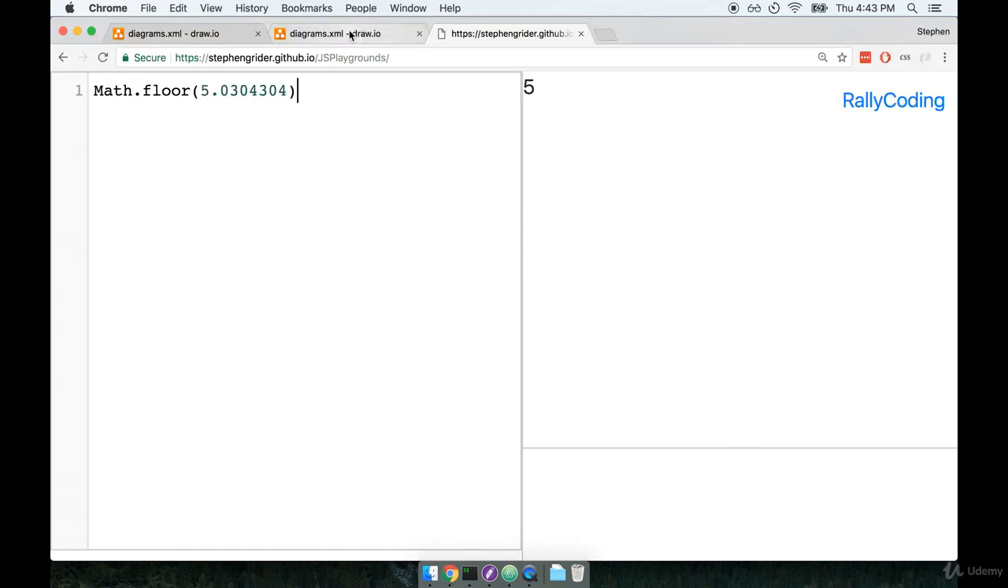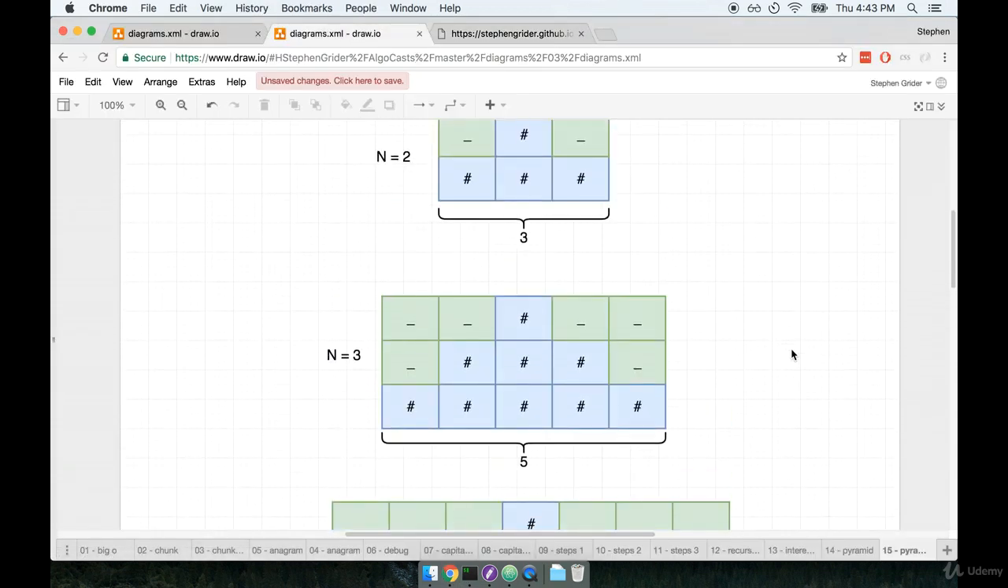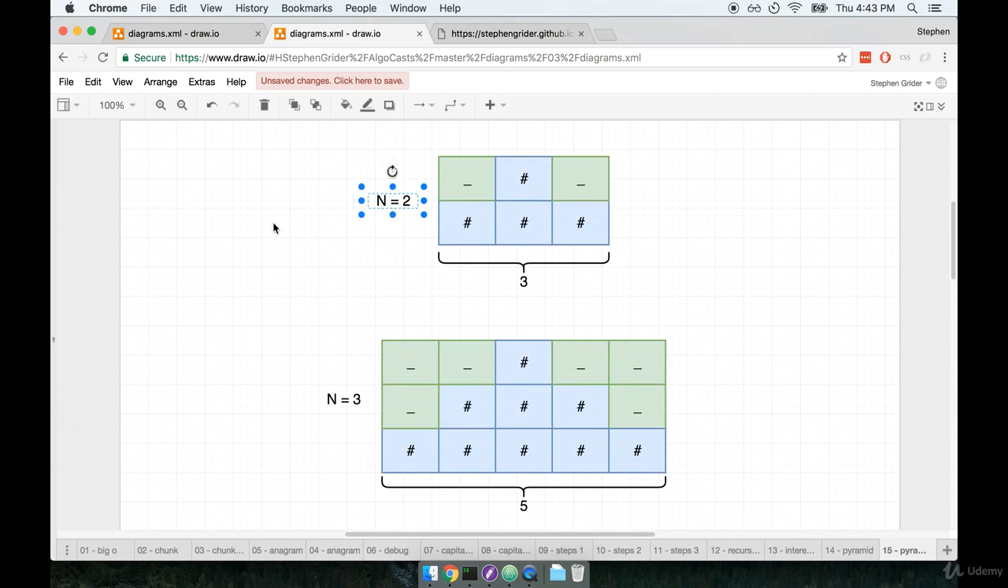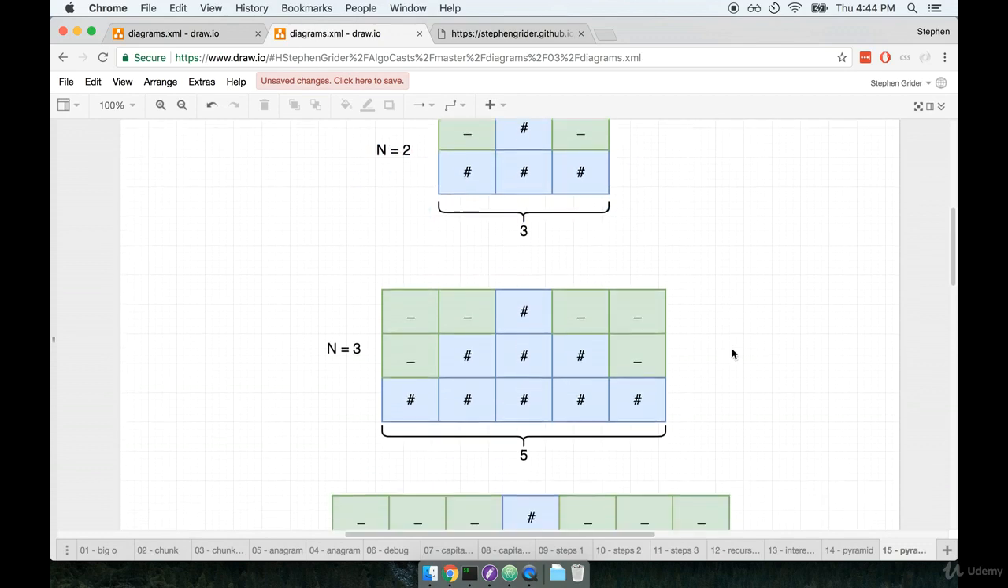And like we said at the end of the last video, the number of columns is not equal to n like it was before with steps. So this time around, we have to somehow produce, for n equals 2, 3 columns. For n equals 3, we need 5, and so on.